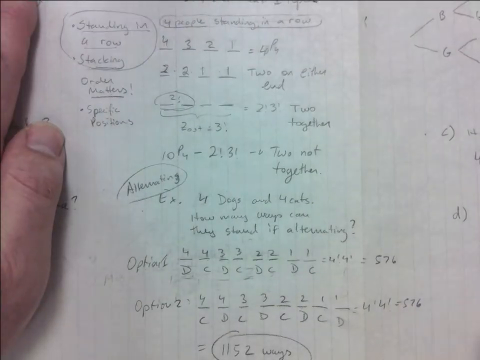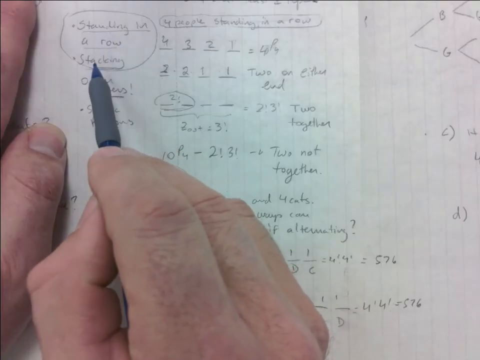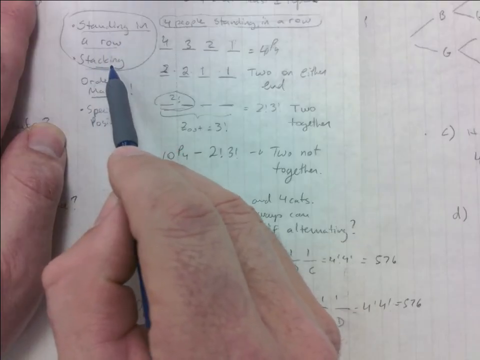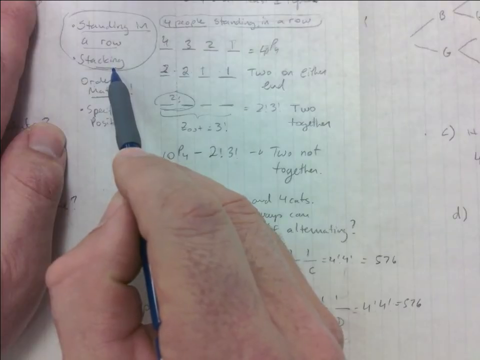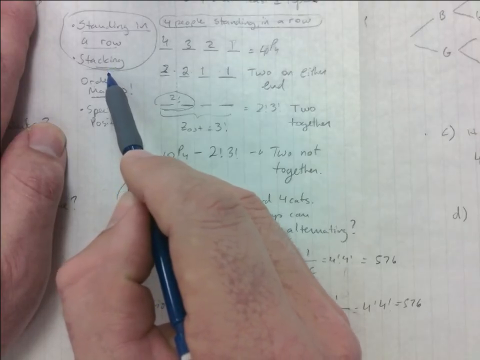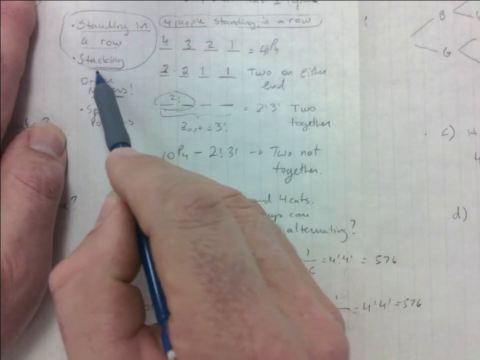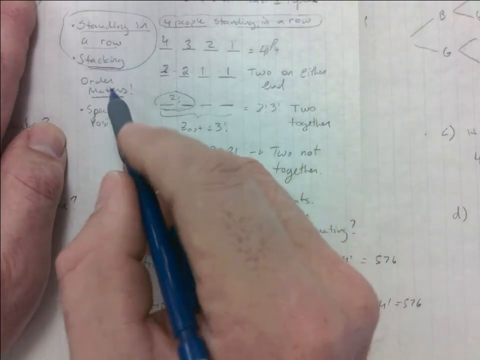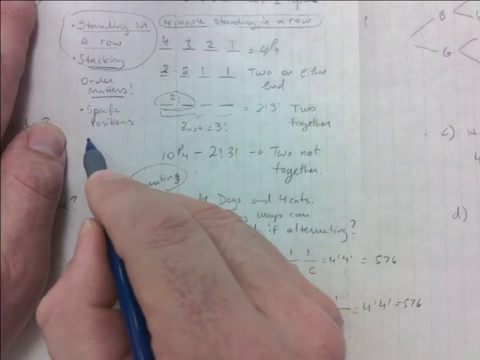Next one is people standing in a row. Okay, that's one way of looking at it. Or things being stacked, and you're asking for arrangements. You're not making groups, you're not selecting, and you're figuring out how many ways can you select. This is actually stacking, arranging, order matters. There could be specific positions.